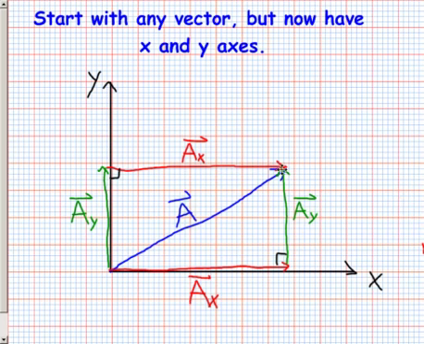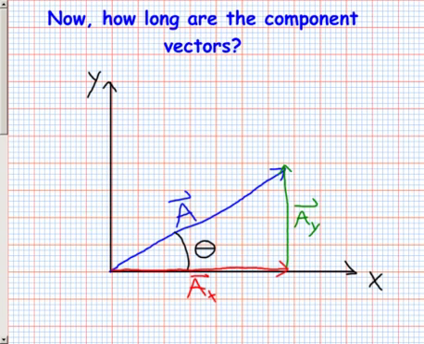Now, the next one is where things get not quite as much fun. I want to figure out how long AX and AY are. How many blocks did I have to walk in one direction, and how many blocks did I have to walk in the other direction? Now, in a lot of our problems, they're going to give us the angle between our vector and one of the axes. Usually it's the x-axis, but not always. But most of the time it is.